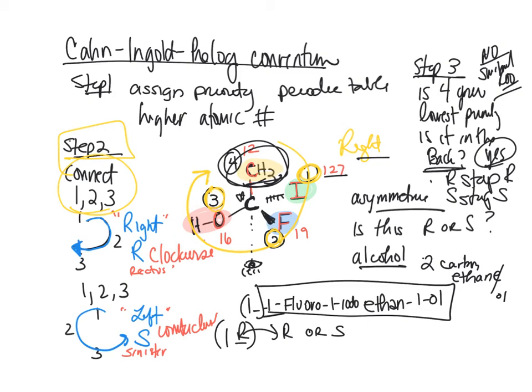Okay, so let's go back. Let's now look at what if we have a tiebreaker. I'm going to give you another example. Let's do this example. First, we have to determine where our asymmetric carbons are.